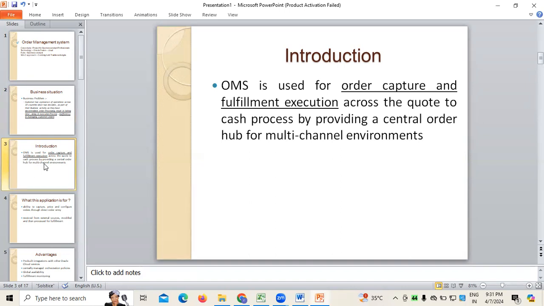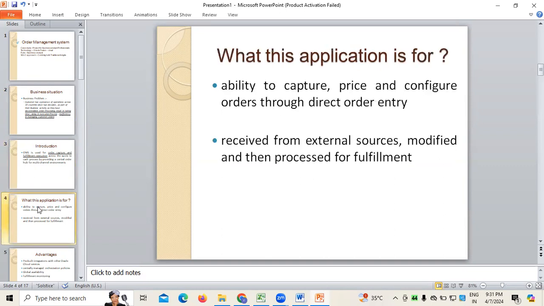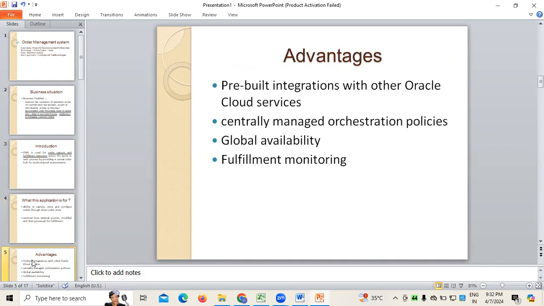So the first thing we must know is why and what this application is for. For what purpose is this application generally used, is what we need to know, right? This application is majorly useful for us to have an ability to capture the price and configure the orders through direct ordering. At the same time, it is also used to receive orders from external sources, subsequently modified and then processed for fulfillment. That is what this order management system is used for. Now, how is it advantageous for organizations?